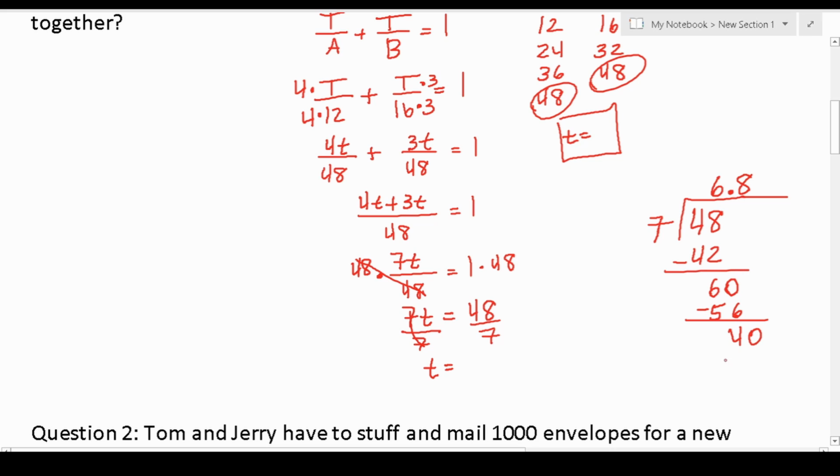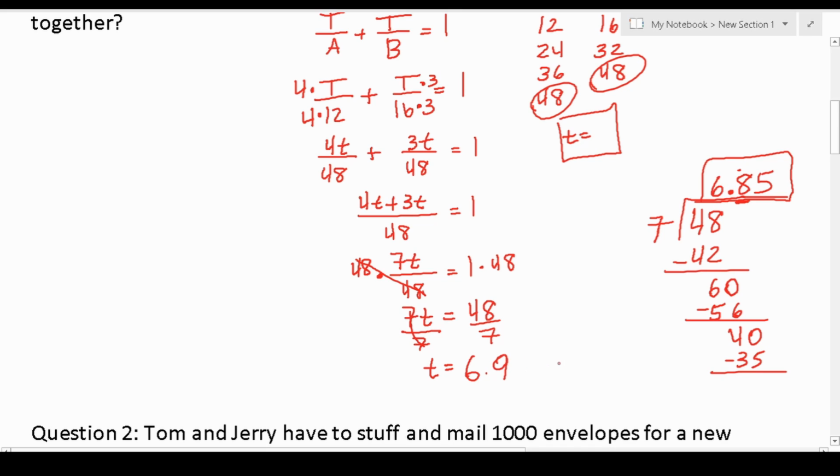Again, we have an imaginary 0 we can drop down. 7 goes into 40 5 times without going over. 7 times 5 is 35. And as we can see, this one's going to have a long remainder. So we're going to stop right there. And let's go ahead and round this. We're going to round this tens place, which is the 8. Since this is a 5, we know this will kick this up to a 9.